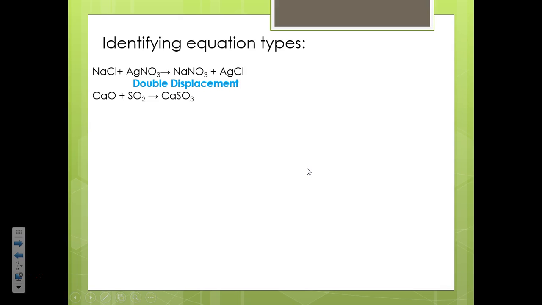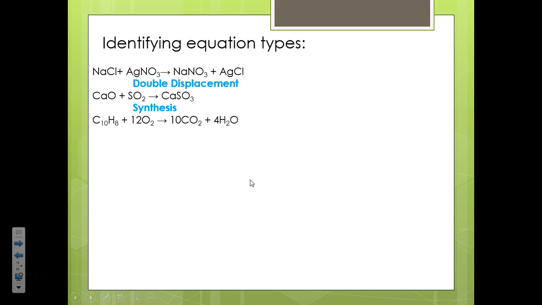On this one, we've got just one product here, all right? These two things are coming together to form CaSO3. If two things combine together to form one thing, that is called a synthesis reaction, all right? Only one product in a synthesis reaction.